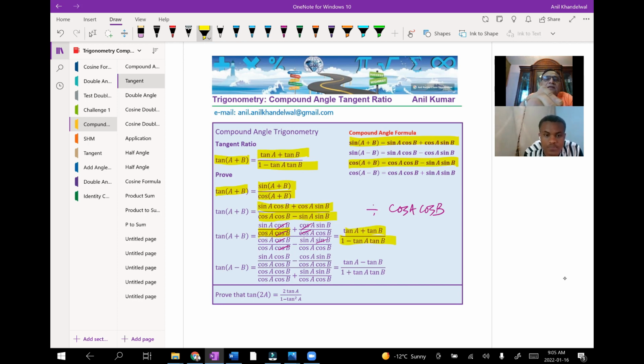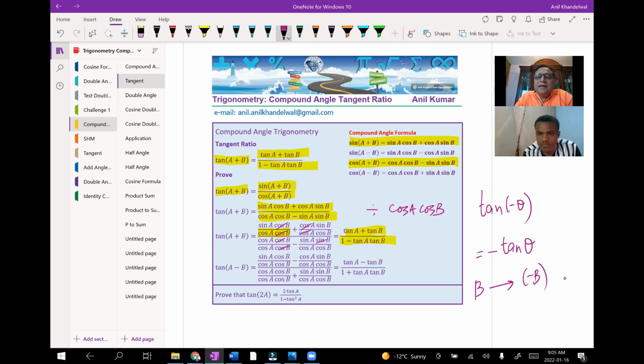Correct? Now, another important thing for us to remember is, what is tan of minus theta? Tan of minus theta is minus tan theta, correct? Yeah. So if I replace B by minus B in this particular formula, then the signs will change, and what we get is the formula for tan A minus B. You see that? Yeah. So the only difference in these two formulae is that instead of tan A plus tan B, we have tan A minus tan B in the numerator, and in the denominator, we have 1 plus tan A tan B.